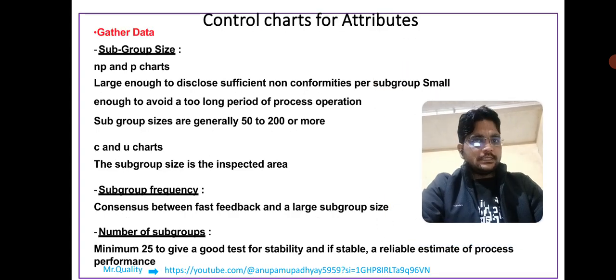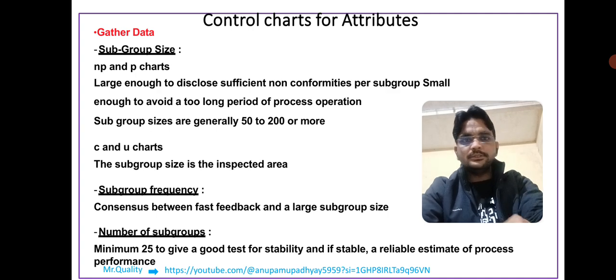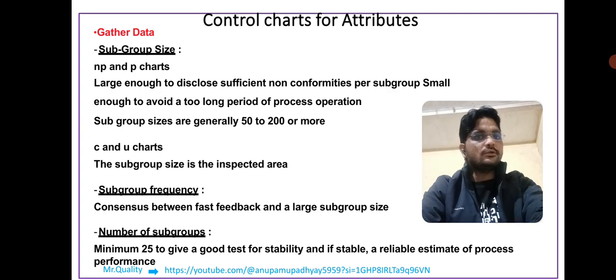Data gathering: for subgroup size in NP and P charts, it should be large enough to disclose sufficient non-conformity per subgroup, and small enough to avoid too long a period of process operation. Subgroup sizes are generally 50 to 200 or more, as explained.